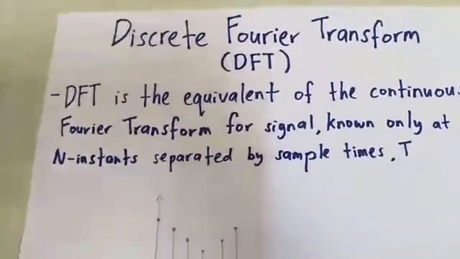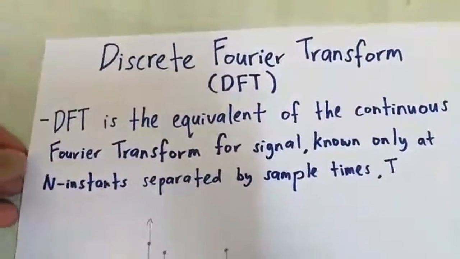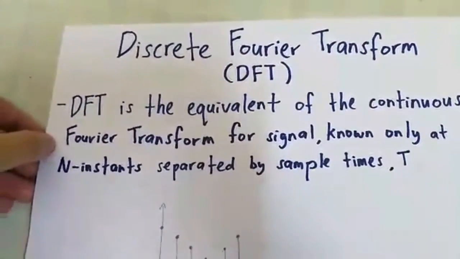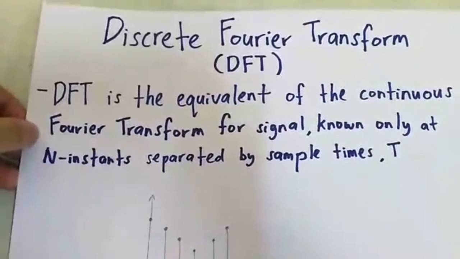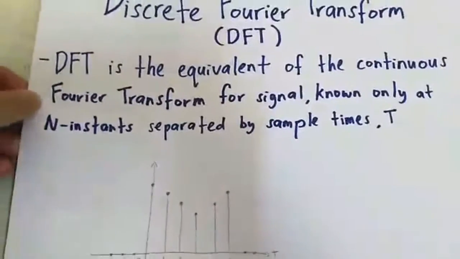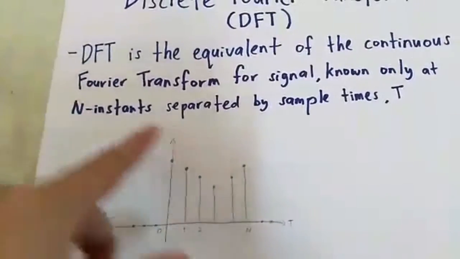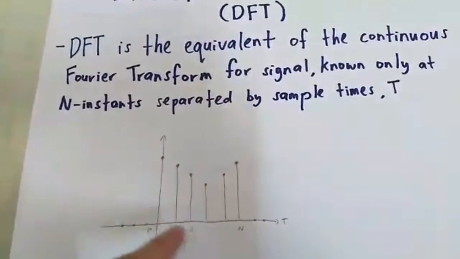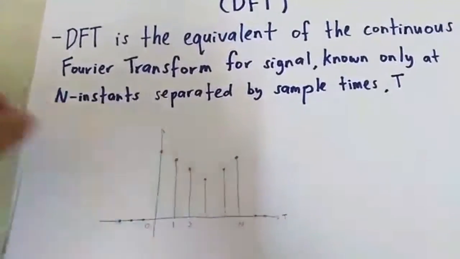Today I will explain to you about the discrete Fourier transform or DFT. So the definition is, DFT is the equivalent of the continuous Fourier transform for a signal known only at N instances separated by sample times T. As we can see in the graph here, this is the signal. So the signal is continuous, but it is separated by the instant time, which is 1, 2, and until N.